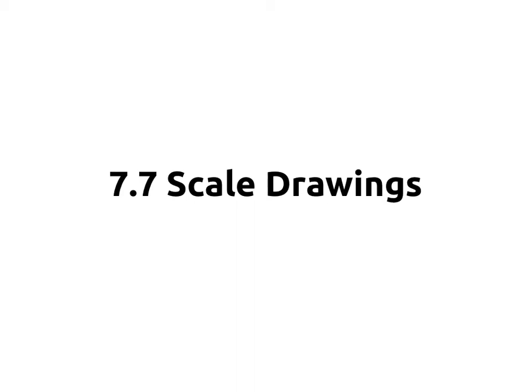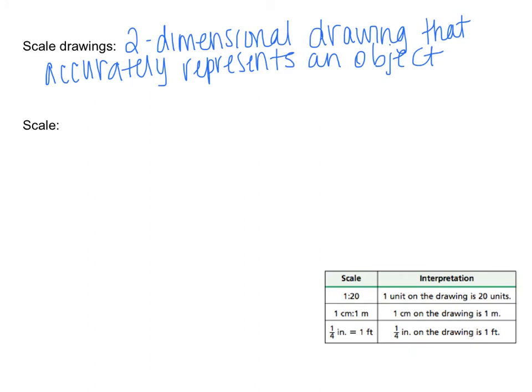Today we're doing 7.7 and we're going to talk about scale drawings, and we're going to keep using proportion, so you need to keep that in mind as you go through this lesson. The first definition that we need to get down is scale drawing, and it's a two-dimensional, flat drawing that accurately represents an object. So for example, if we were going to draw a building, it would be scaled down but have accurate measurements.